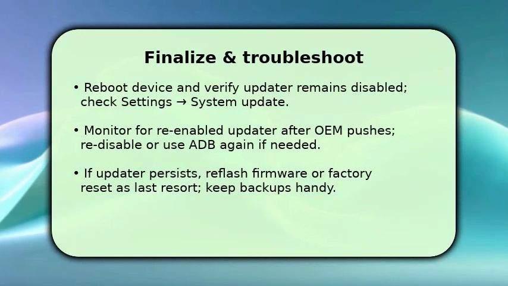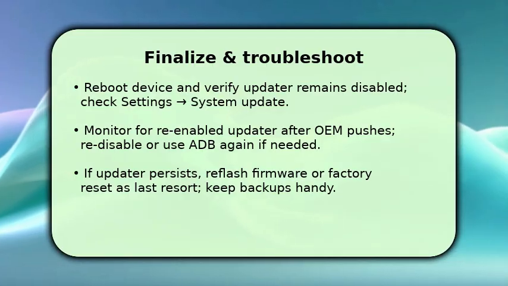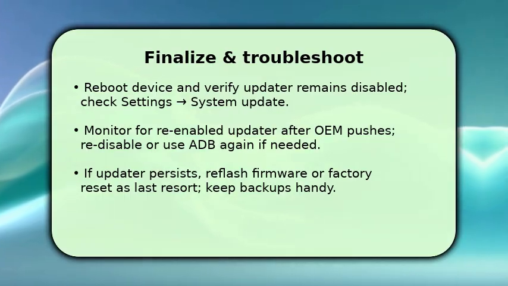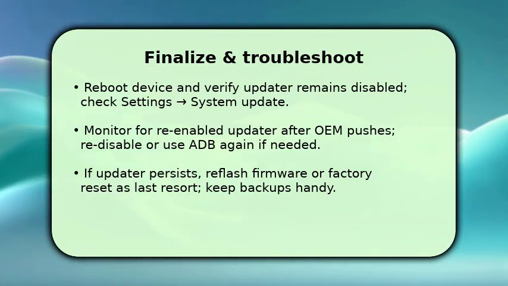Finally, reboot and verify the updater is still disabled by opening System Update. Make sure no scheduled tasks are present. Keep an eye out for OEM pushes. Sometimes security patches re-enable services, so if the updater reappears, repeat the disable or rerun the ADB disable command.